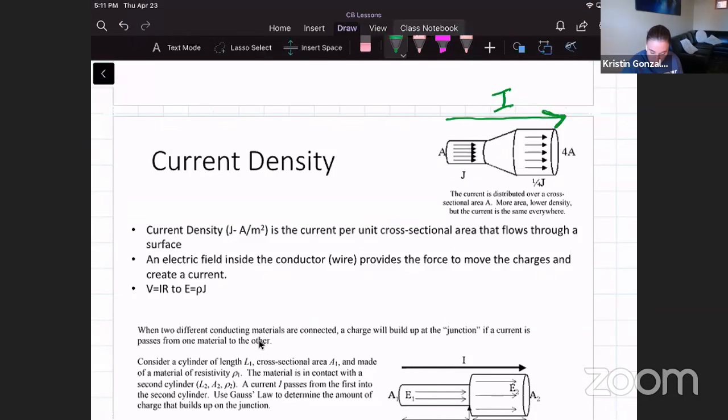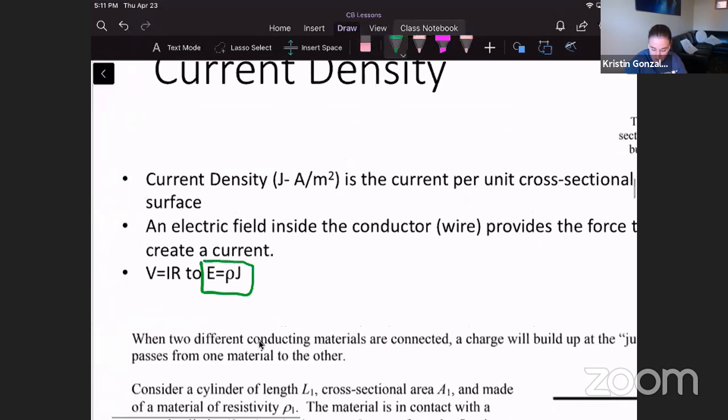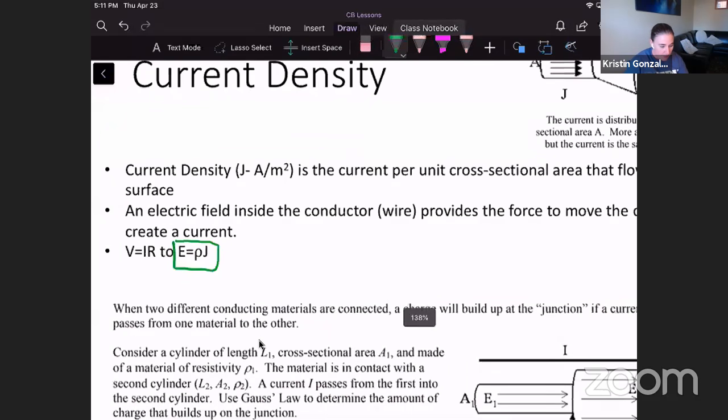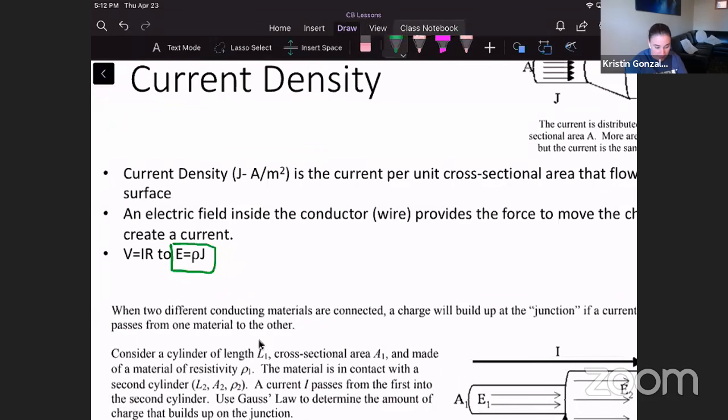So the electric field inside that conductor is providing the force to move those charges through. So we can relate that electric field and that current density. So this is what you get on the formula chart. But it's good to know where that comes from, but also to be able to go back and forth to Ohm's law and relate the resistivity, right? So the electric field is equal to the resistivity of your material times that current density.